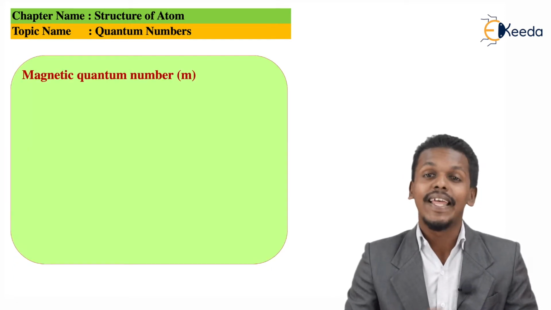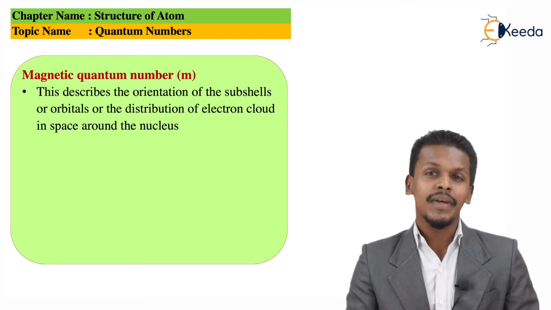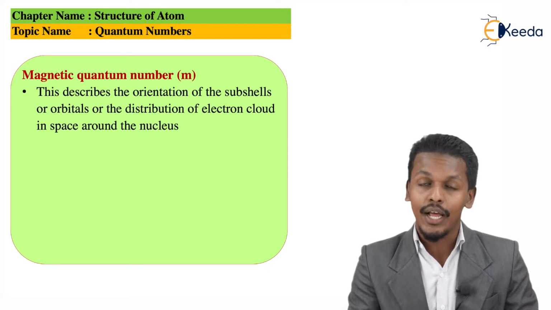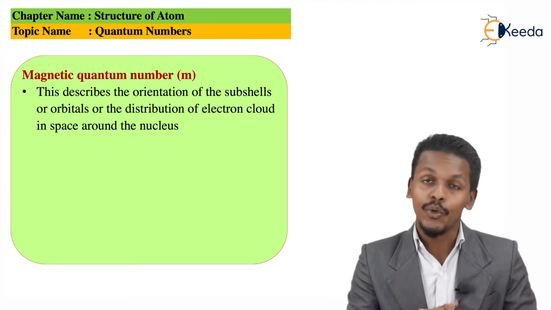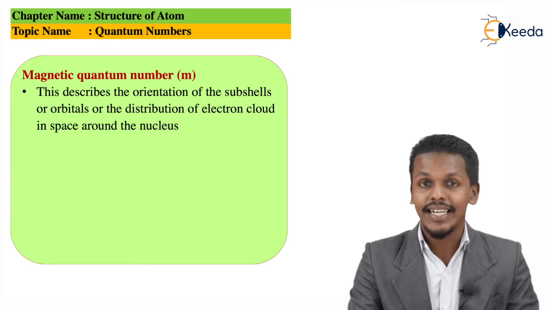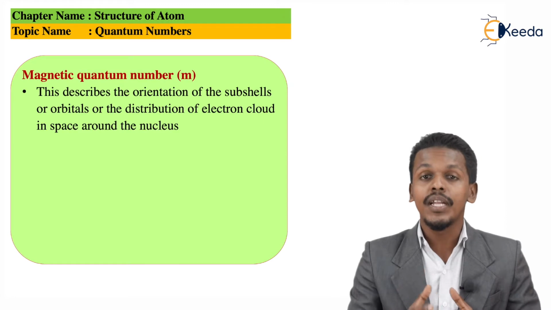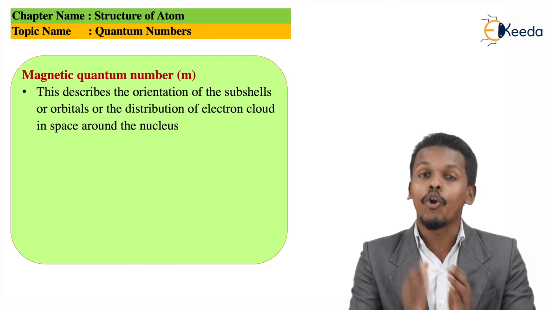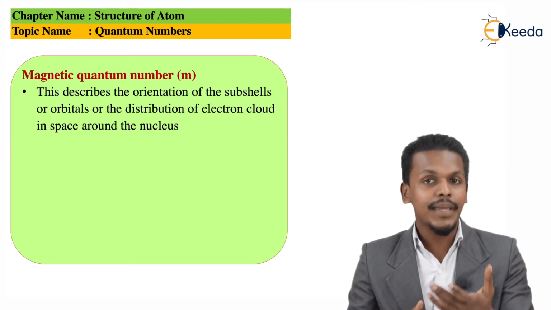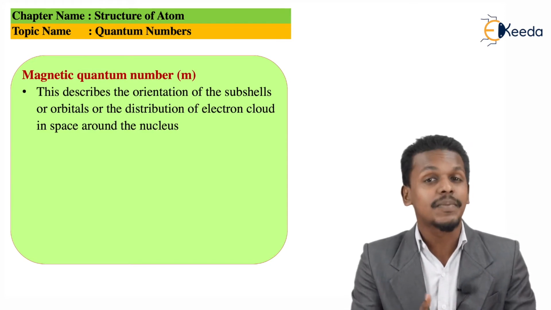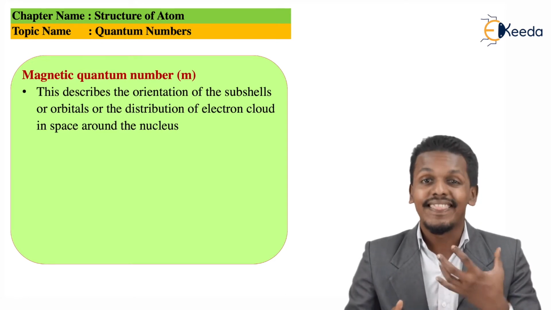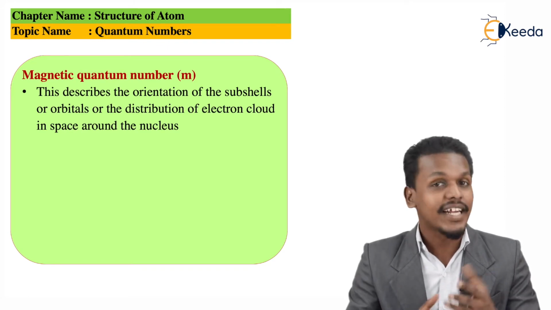And now let me talk about the magnetic quantum number. It is denoted by small m, and it gives the detail about the orientation of the orbital around the nucleus. This is the most important factor I'm going to talk about. The magnetic quantum number gives us the detail about the orbital present in the subshell. For example, the p subshell consists of 3 orbitals. Which orbital the electron is present in is the detail given by the magnetic quantum number.